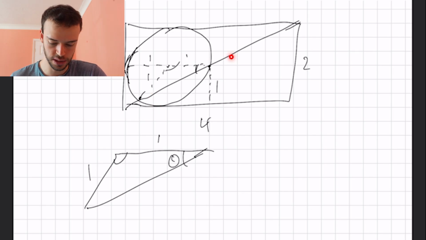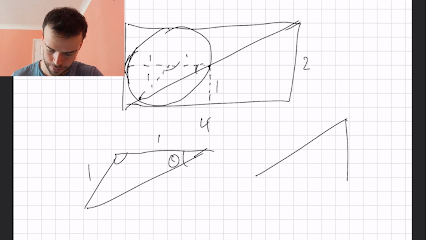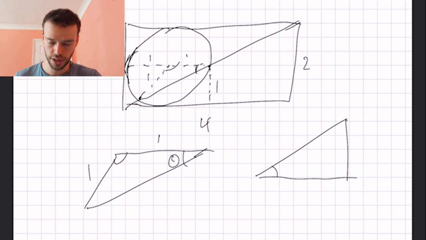And that's quite easy because I've got this right angled triangle and I can use trigonometry. So let's draw that right angled triangle. Cool. So we know some of the lengths. We've got 4 here and we've got 2 here.